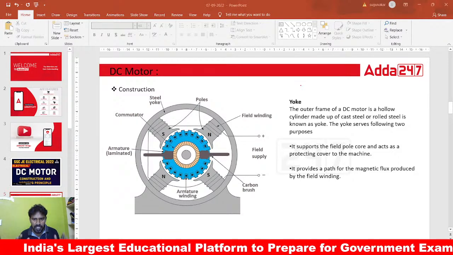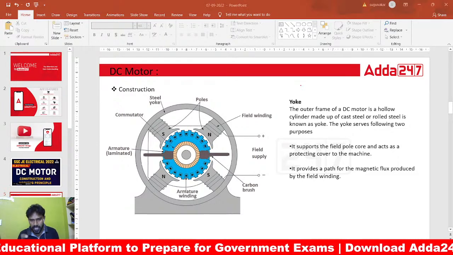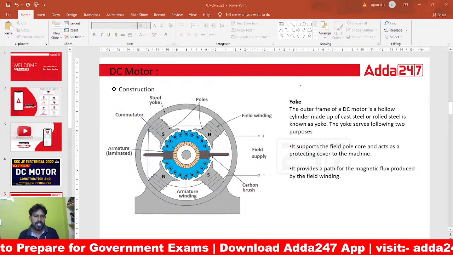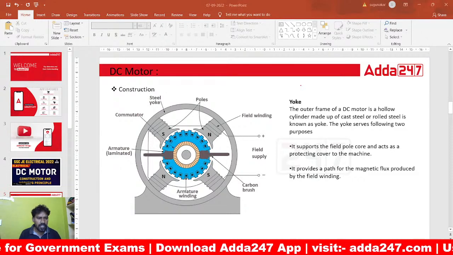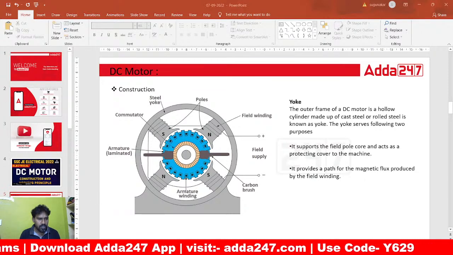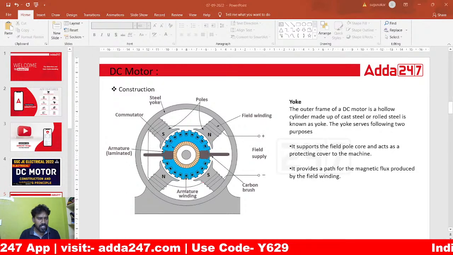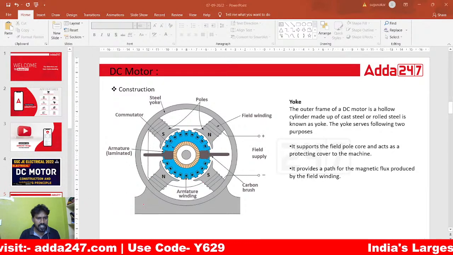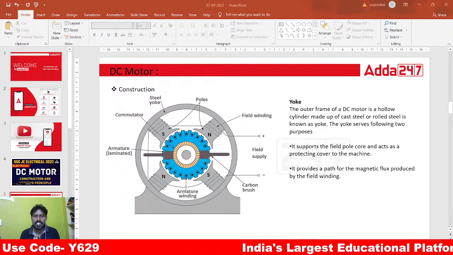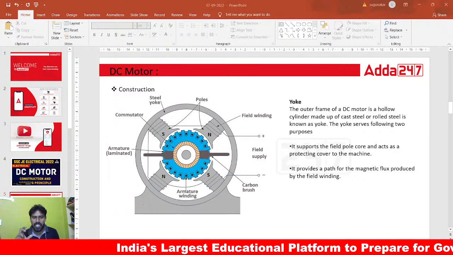When supply is given to the field, it experiences a mechanical force on the armature conductor, so then it will start rotating. You can see the armature conductors under the north and south poles. Under the north pole the conductors carry current in one direction and under the south pole in the opposite direction. Each conductor carries current and is placed in a magnetic field, hence mechanical force acts on it.